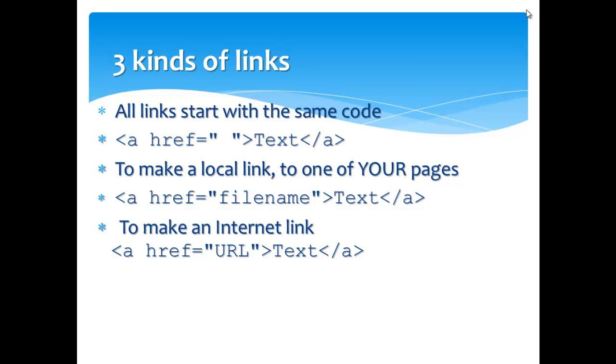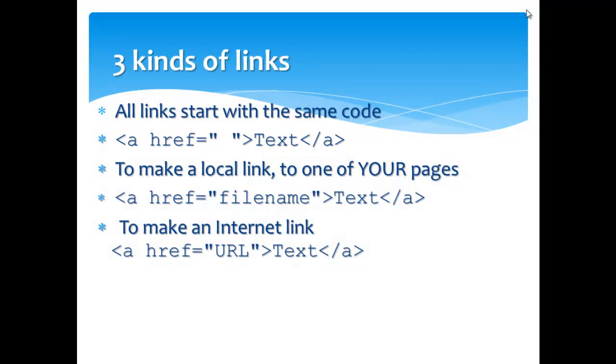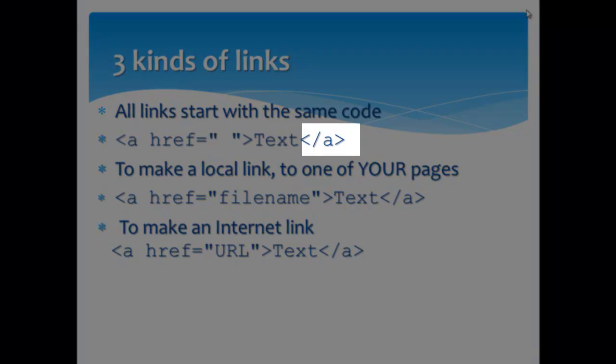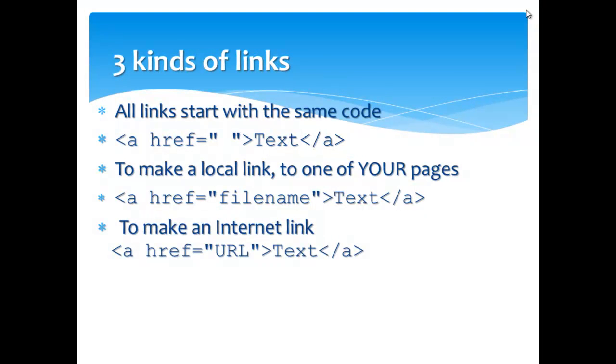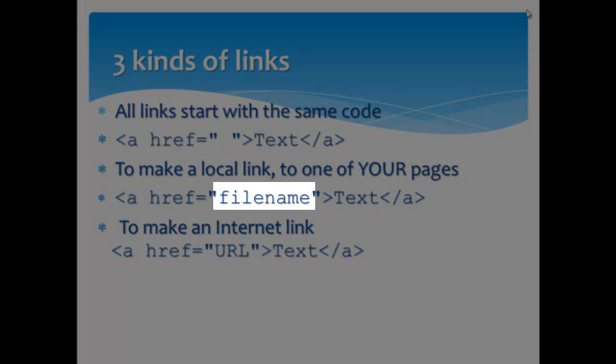There are 3 kinds of links. All links start with the same code, href equals, and then some value. There's some text for users to click on, and then the ending anchor tag. To make a local link, you take the same code and replace the blank value spot with the name of the file.